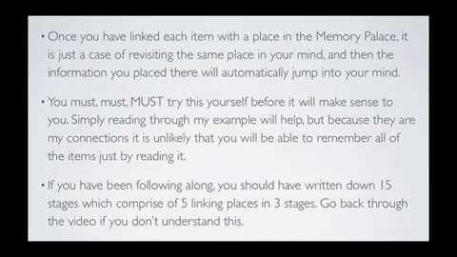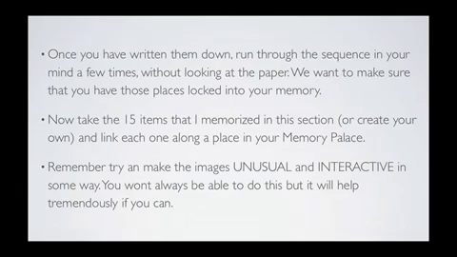And if you have been following along, you should have 15 places, which comprise the 5 places in your 3 stages. So go back through the video if you don't understand this, and just to be sure, this should be 15 places, not 15 stages. Once you've written them all down, run through the sequence in your mind a few times. So again, this is just a summary of what we've done without looking at the paper. We want to make sure that you have those places locked into memory. You should have those 15 places before you try and link the 15 items to them.